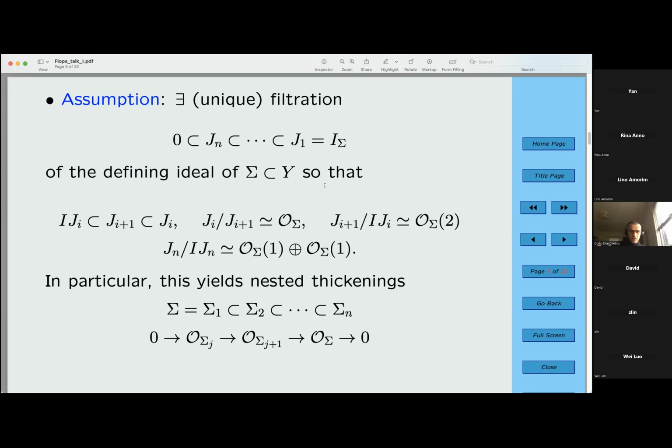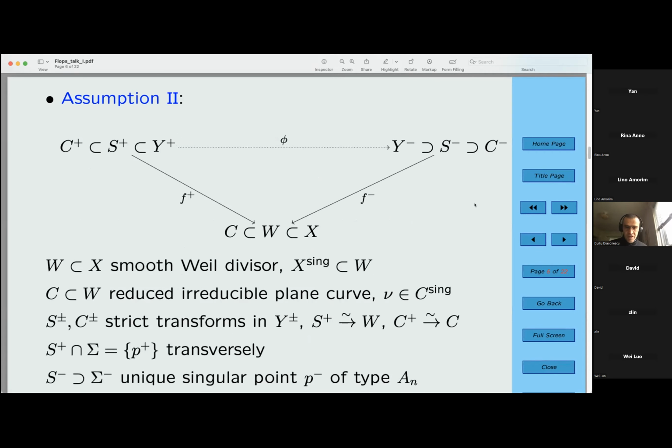You have local coordinates, you go in and do your computations, and you can check the conditions, no problem. But an abstract proof, we couldn't give an abstract proof. And none of the authors is really an expert in birational geometry, so maybe that should be a disclaimer.